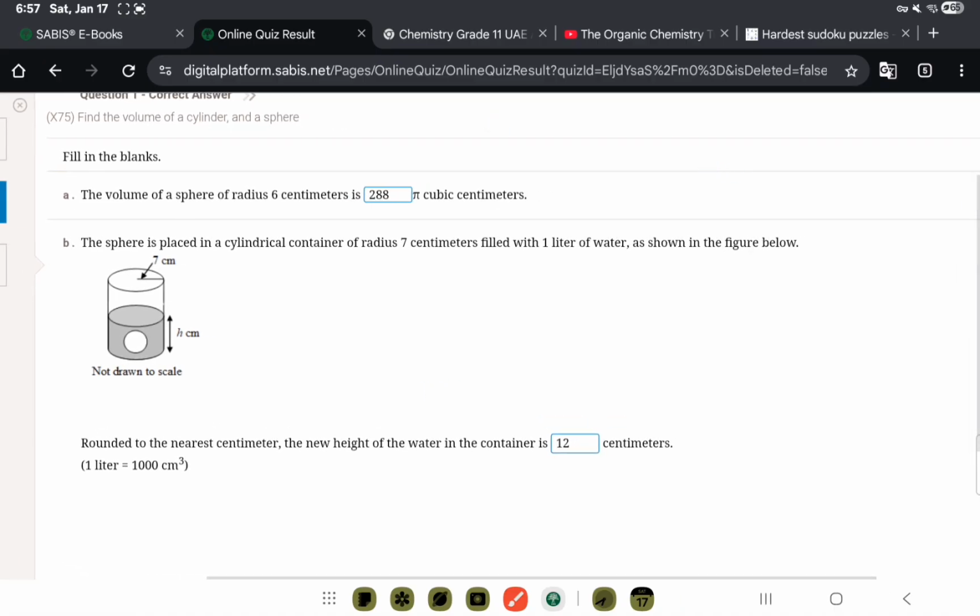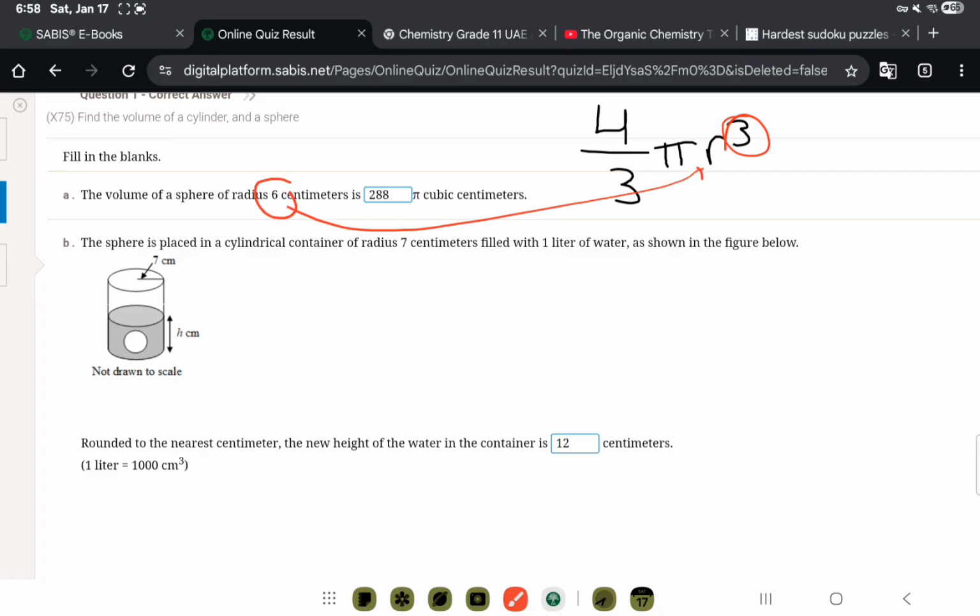So now, when you see volume and sphere, you have to think of one equation, which is 4 over 3 pi r cubed, not squared, cubed. I'm going to write it in red. On my calculator, the radius is 6, so just put 6 over here. When you do it on a calculator, you're going to get 288 pi. Okay, that's it for part A.